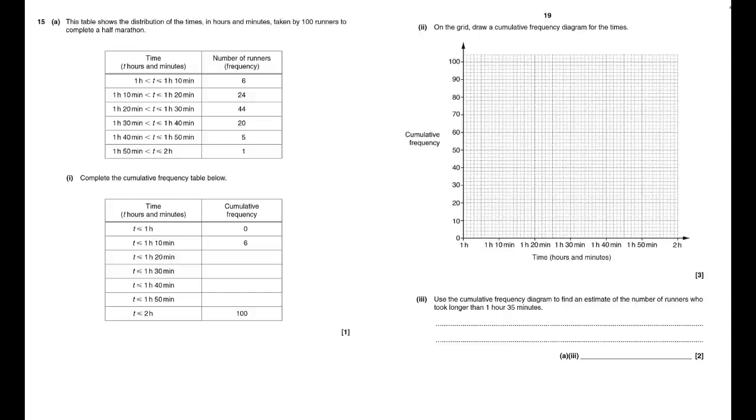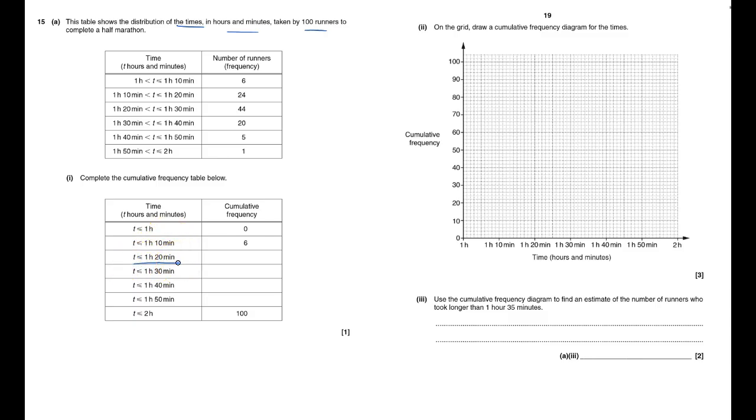Okay, I've split this question up into two parts. Part A here, which is the cumulative frequency part, and part B, which is the histogram part. The table shows the number of times in hours and minutes taken by 100 runners, and 6 were between 1 hour and 1 hour 10 minutes. No one was less than 1 hour, that's what this means, and 6 were less than 1 hour 10 minutes. How many were less than 1 hour 20 minutes?